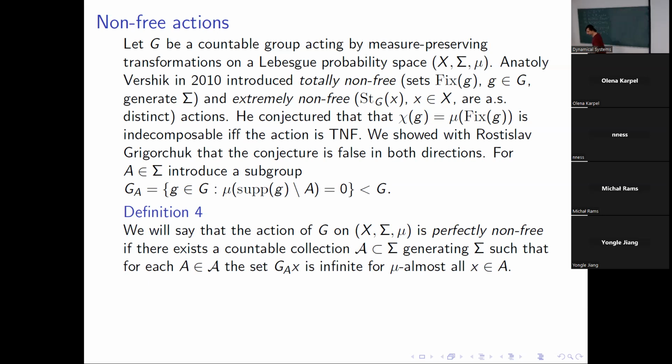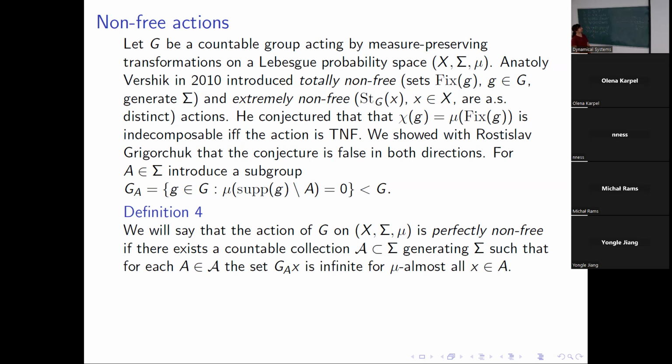So we consider, say we have a space, a segment, for simplicity, say this is our A. So we consider all elements acting inside A, acting to the outside. And the condition is that for almost any point X inside A, the orbit of this point under the group of the elements will be infinite. So we want a countable collection of this kind of sets generating the sigma-algebra. This is our notion of perfect non-freeness.